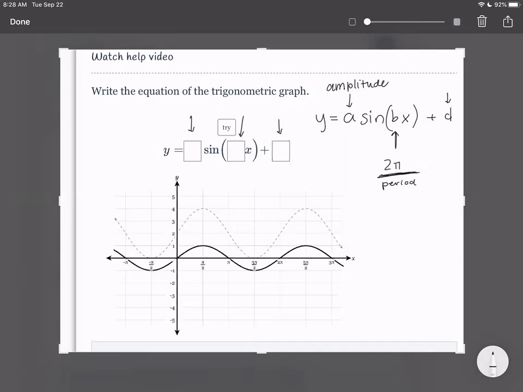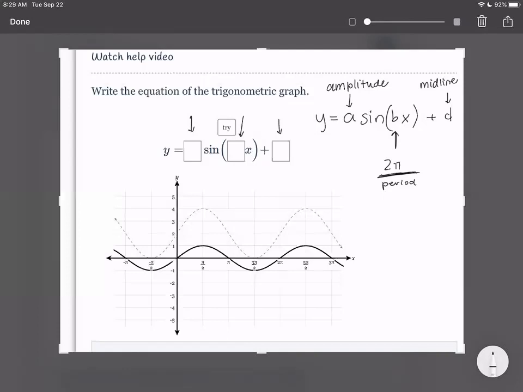Okay, and then the last one, the D is the midline. So let's write that down first. Give you guys some time. Okay, hopefully that was enough time to write it down.